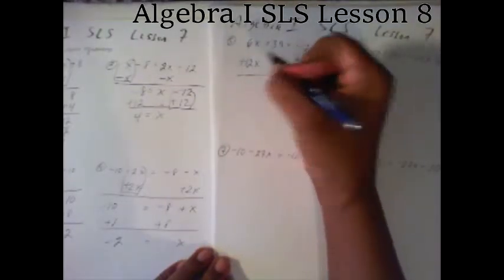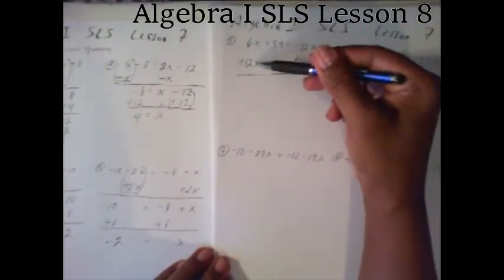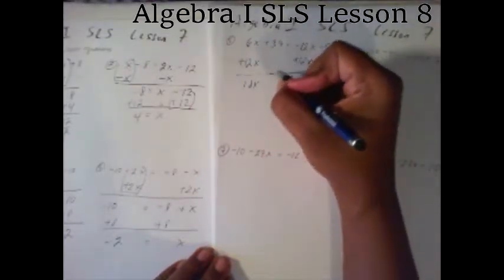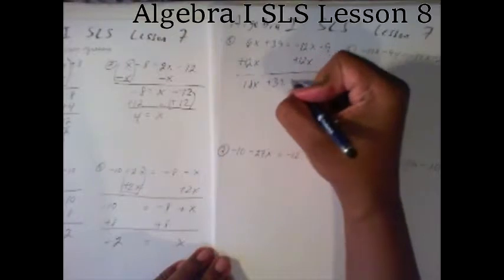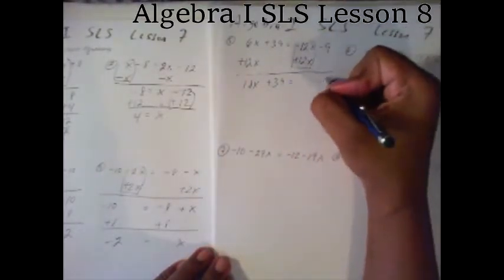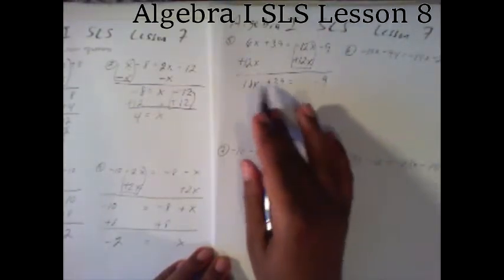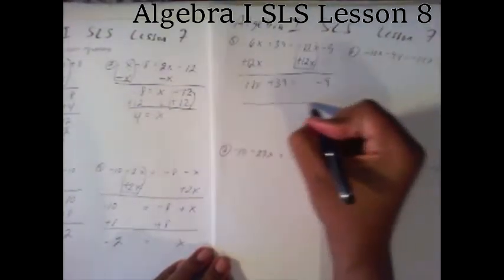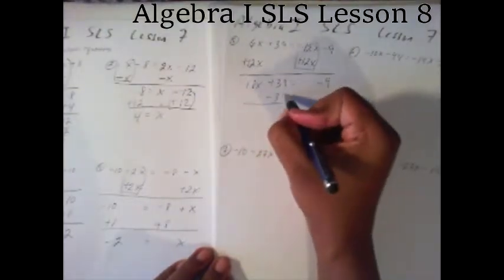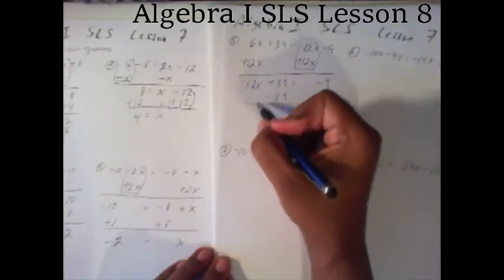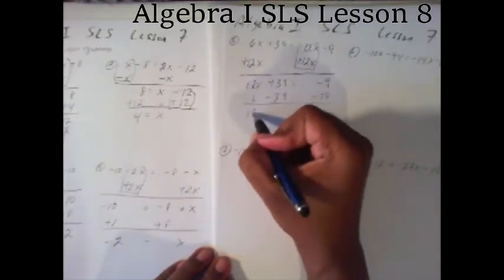So plus 12x here. So these two combined, they're both positive, so they'll add to 18x. The 39 will come down. The equals will come down. These will cancel. And the negative 9 will come down. Now solving for x on the left here, we'll get rid of the positive 39 by subtracting 39 from both sides. So minus 39 here. The 18x will come down.